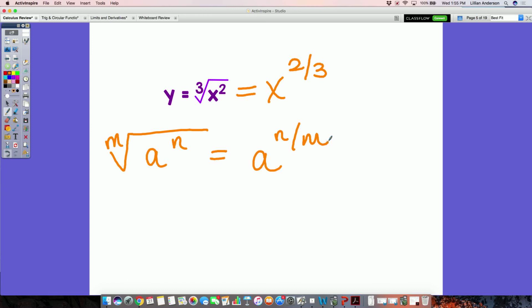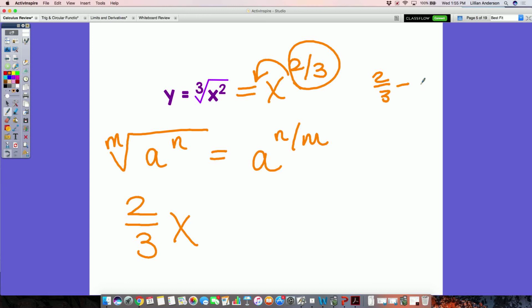If you're going from radical form to exponent form, whatever's the root is the denominator, whatever's on the inside is the numerator. So in order to do the derivative of the cube root of x squared, you have to rewrite it in exponent form because it needs to be a power. Then you can apply your power rule, which says to take the exponent and bring it down to the front. So then that becomes 2 over 3 x.